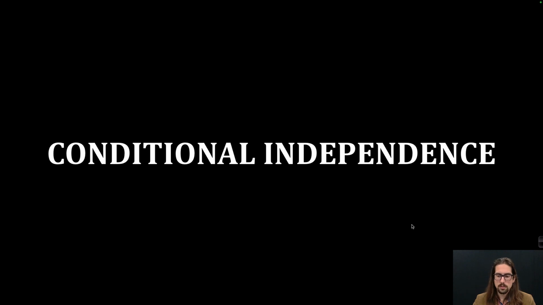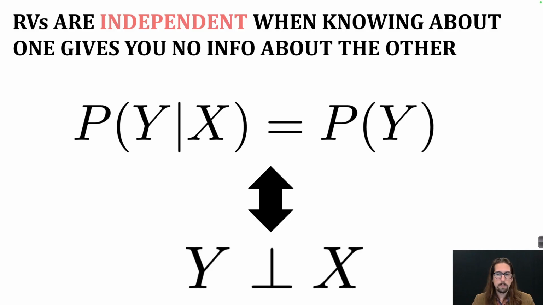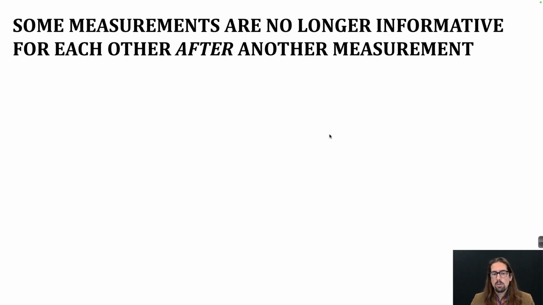All right, so that's, I think, all you need to know about independence. And now we're going to talk about conditional independence. Like we said, independence means that knowing something about one random variable doesn't tell you anything about another one. Sometimes that kind of relationship can be the case only after you know a third thing.